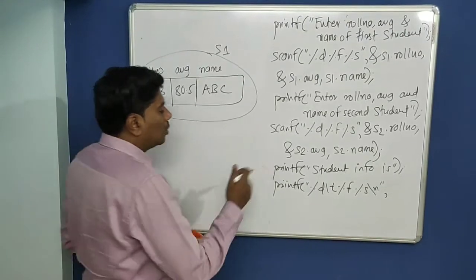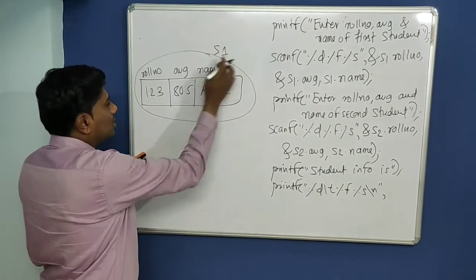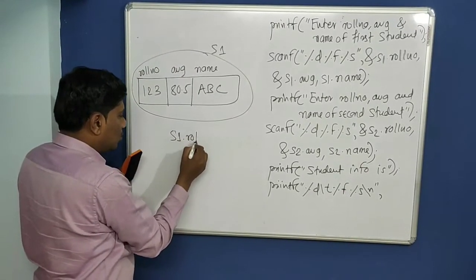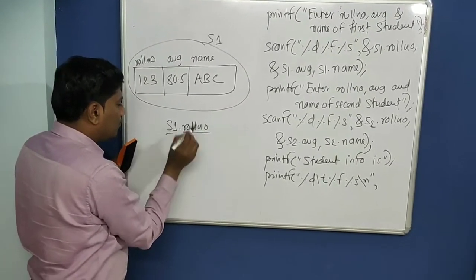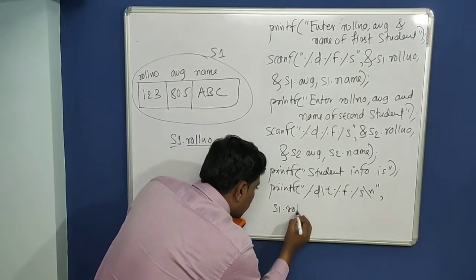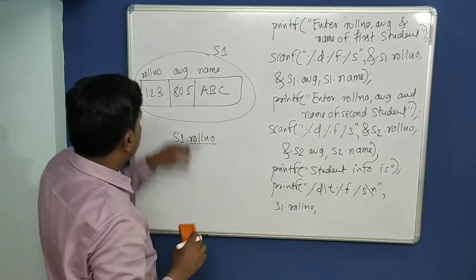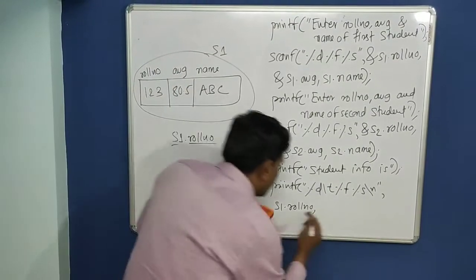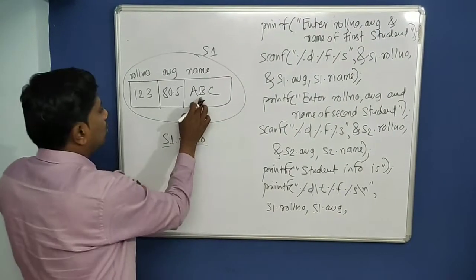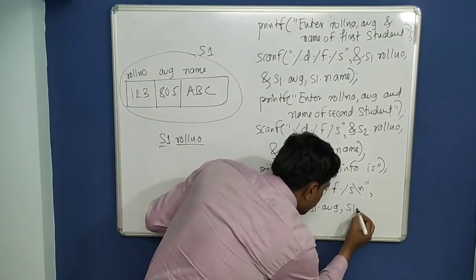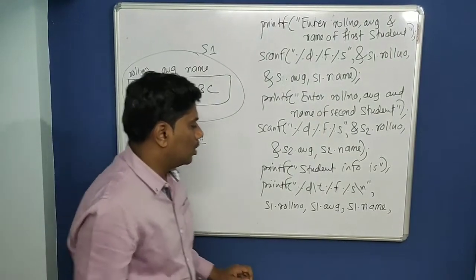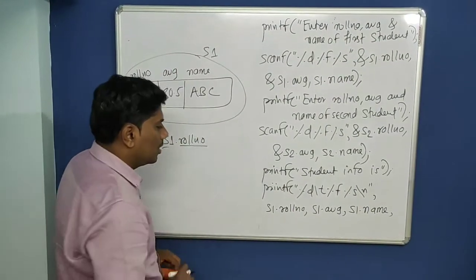Okay, so how to get that? Based on this notation, S1 dot roll number. See, S1 dot roll number. Getting? Roll number of the first student. So comma, S1 dot roll number. How to print this average? S1 dot AVG. And how to get this name? S1 dot name. Getting? Okay, S1 dot name. So this is printf.